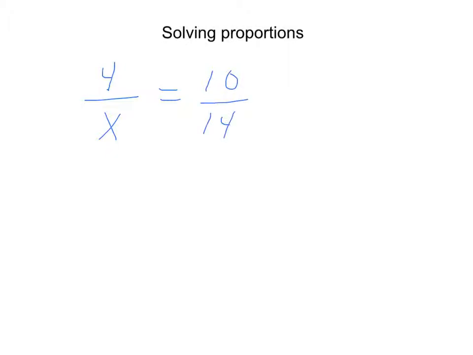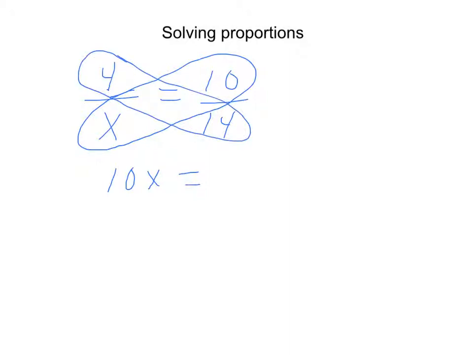There's probably a bunch of different ways that you could solve this. What we're going to do is I want to illustrate the property of cross products. Cross products means that you kind of remove the fractions. What you're doing is you're multiplying these two items together. 10 times x, that would give you 10x. You set equal what you've just multiplied to the other two things multiplied. So 4 times 14 is going to be equal to 56.